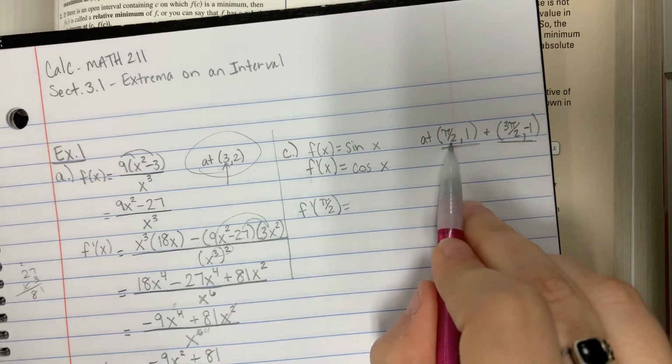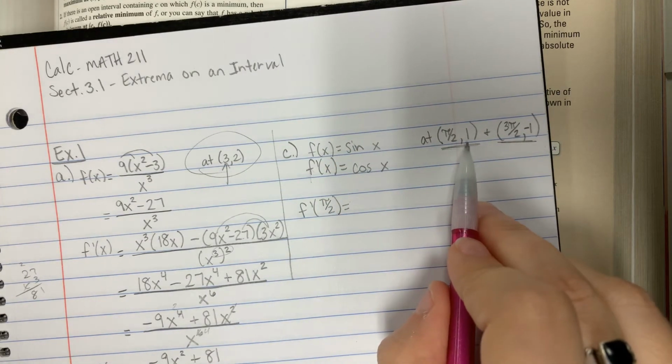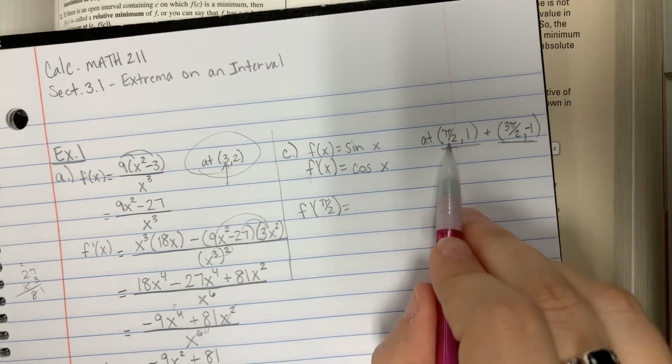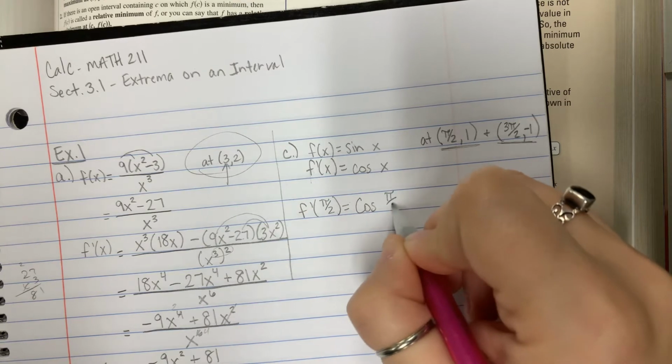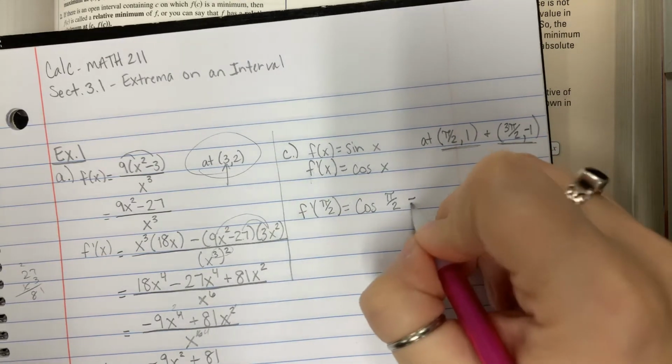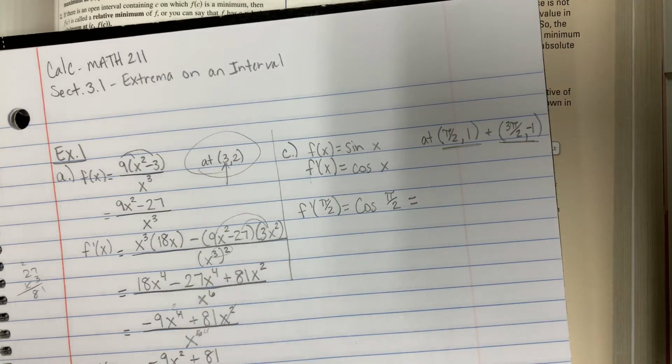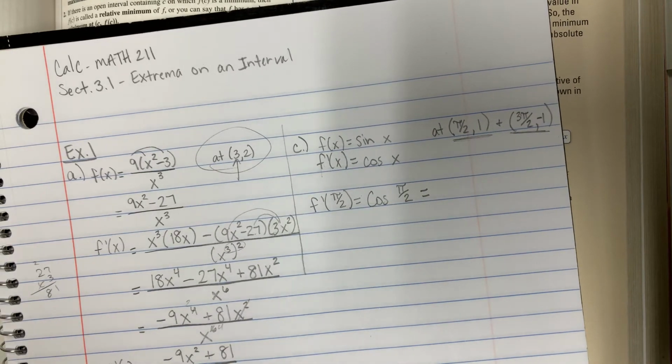Because they said, look at the point pi over 2, comma 1. Well, in that case, my x value is pi over 2. So I need to find the cosine of pi over 2. Some of you just know that. You have that memorized. Let's say you don't have that memorized. What I would do is check your calculator and make sure it is in the correct mode.